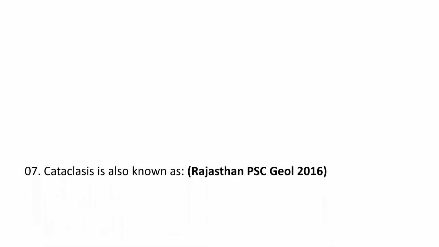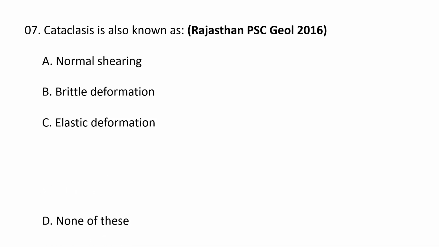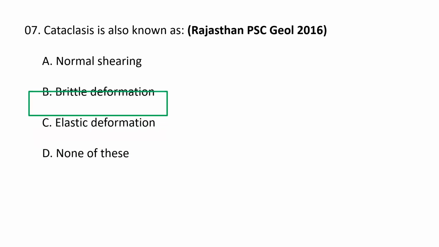Next question. Cataclasis is also known as A. Normal shearing, B. Brittle deformation, C. Elastic deformation and D. None of these. So cataclasis is also known as brittle deformation.